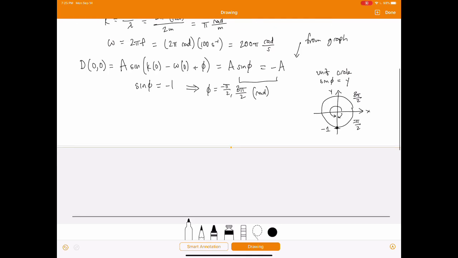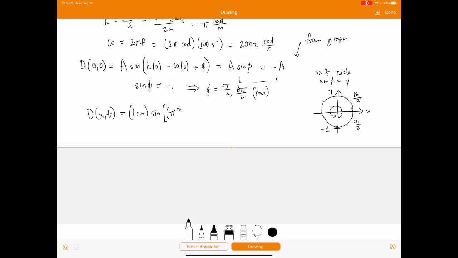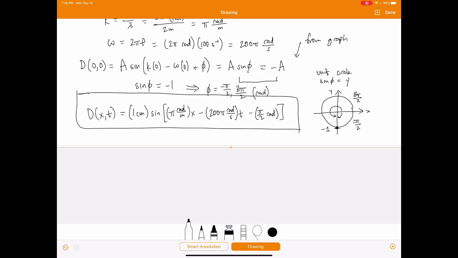So how do we write the solution for this wave, d of x and t? Well, we have the amplitude, which is 1 centimeter, multiplying sine of k times x. Remember, k was pi radians per meter times x. And then we have minus omega, which is 200 pi radians per second times t. And then we have minus pi over 2 radians.